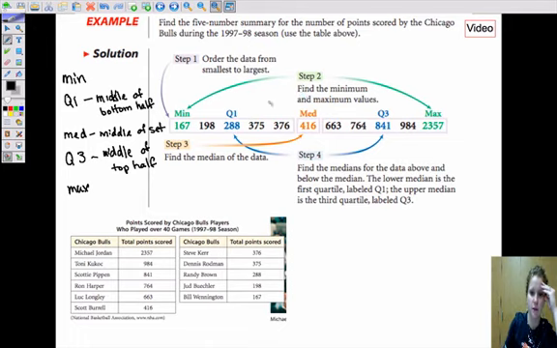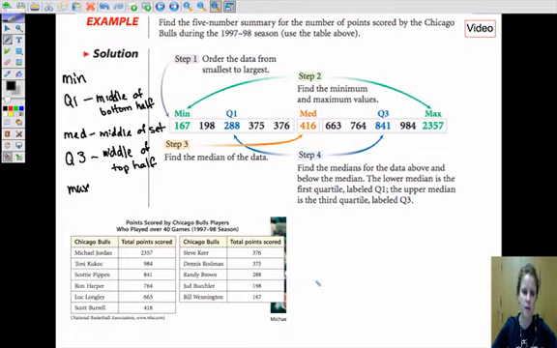Then step 2 is to find the maximum and the minimum. That's pretty easy. Step 3 is to find the median. And step 4 is to find those quartiles. So you cut it in half, and then you cut the halves in half. Okay? So we'll look at that.